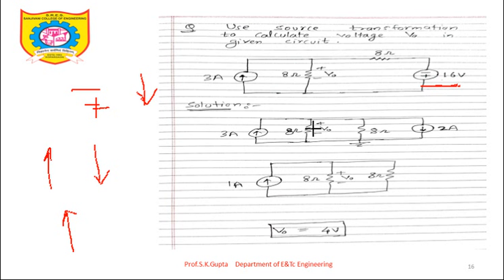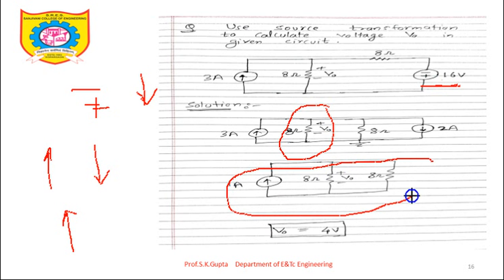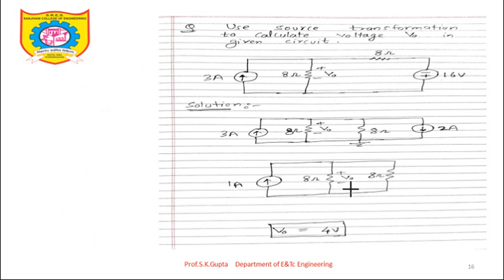Now I will not reduce this 8 ohm parallel 8 ohm because I want to determine the voltage across this 8 ohm resistor. Okay, so this is my simplified circuit. Next, as these 8 ohm are in parallel, I can use current division rule to get the current value. So according to current division rule, this current in this 8 ohm is given by opposite branch resistance. Opposite branch resistance is 8 ohm divided by total resistance. Total resistance is 8 plus 8, 16 into current value.